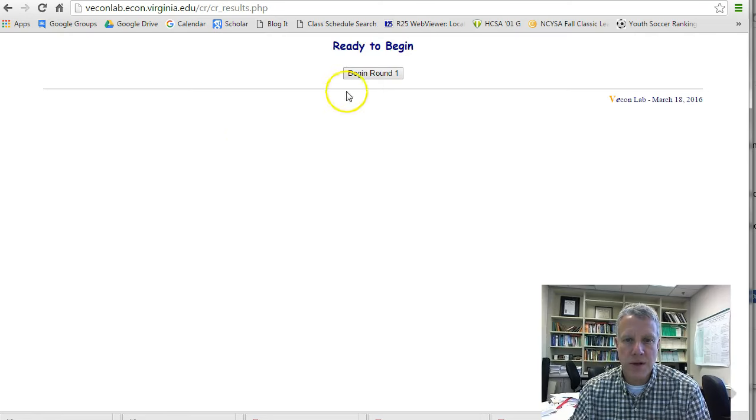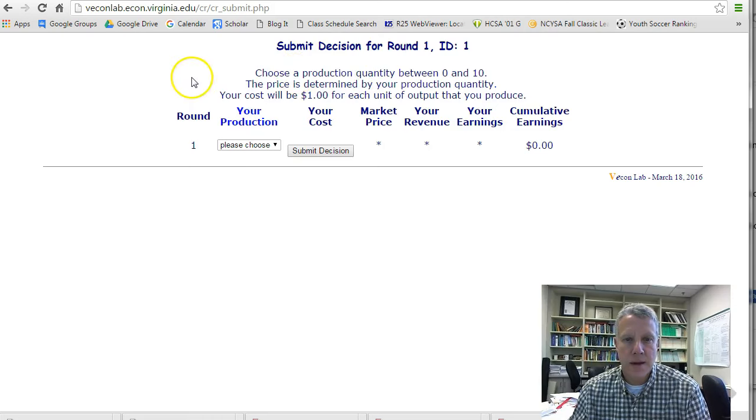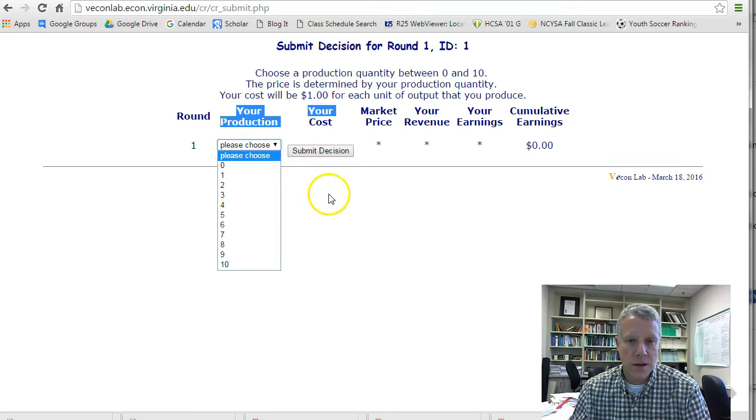I'm finished with instructions and I'm going to begin round 1. Okay, so all I need to do is choose a production quantity between 0 and 10. The price is determined by your production quantity. And the cost will be $1 for each unit of output that you produce. So go to the blue highlighted column here. You can choose anywhere from 0 to 10 units to produce.